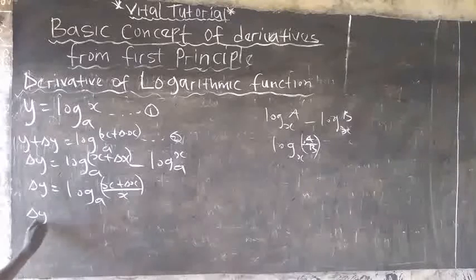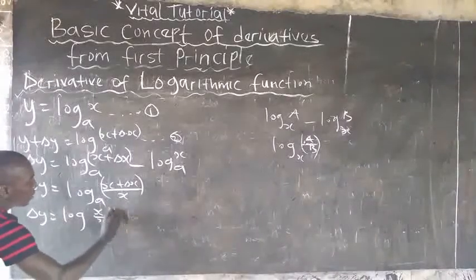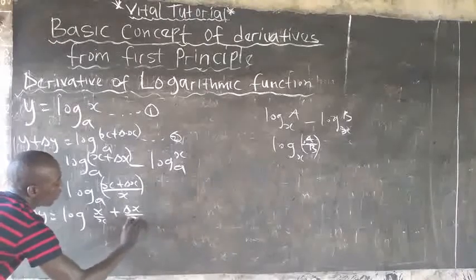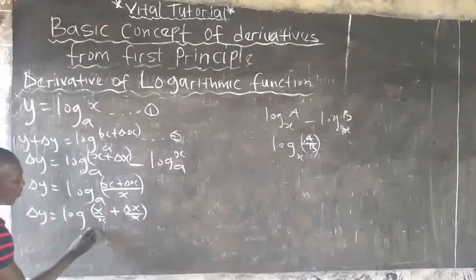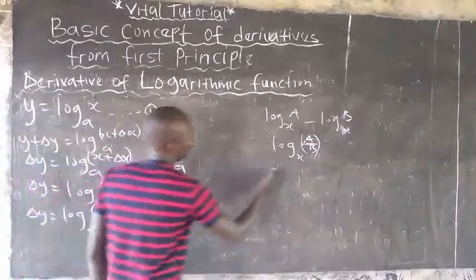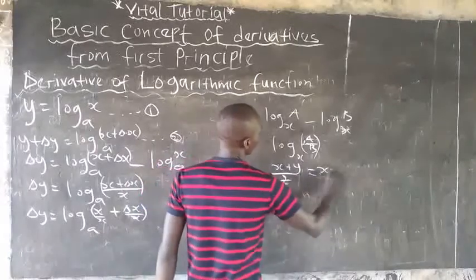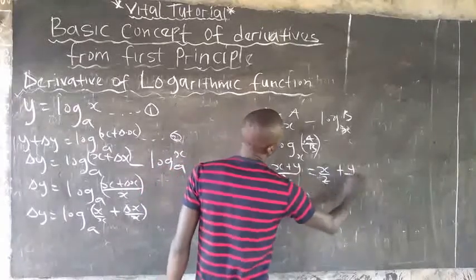Change in y equals log of x plus change in x over x, everything to the base of a. Don't forget this thing here is not hard. It's just x plus y over z. It's the same thing as x over z plus y over z.